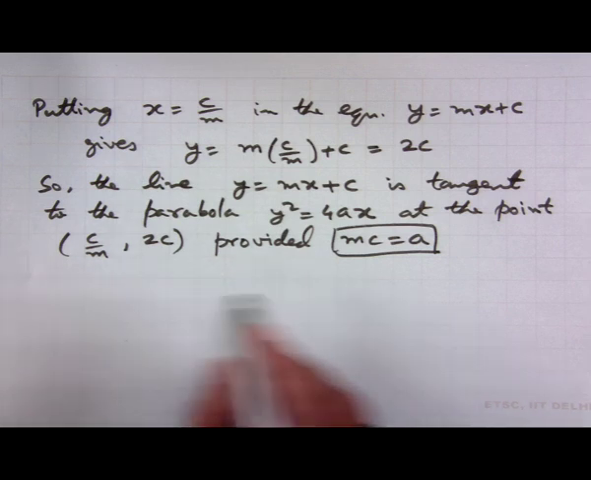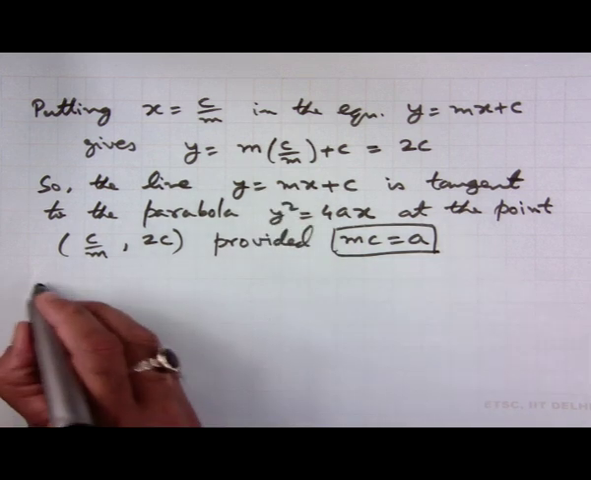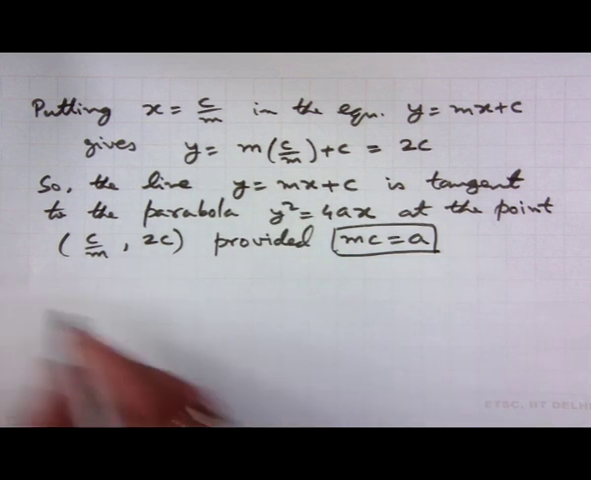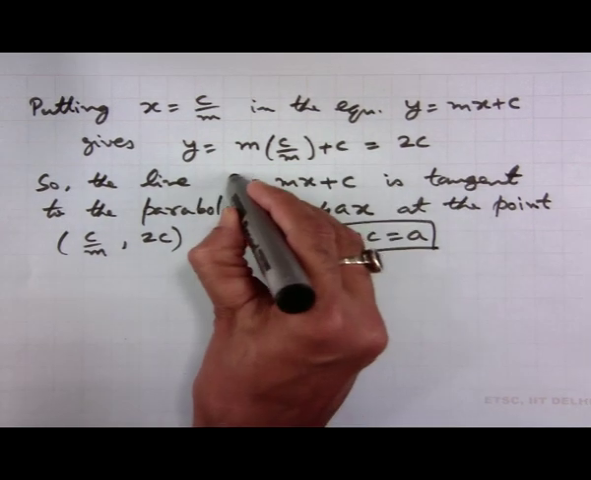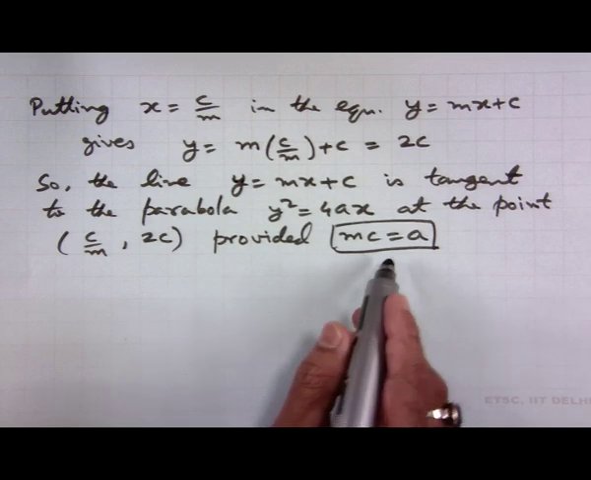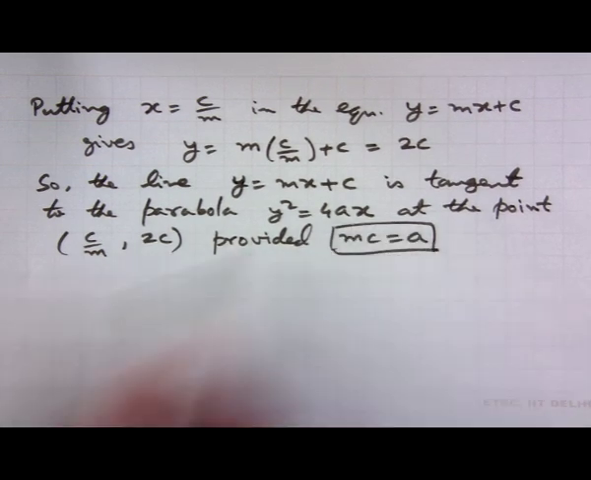So, the equation of the tangent line can be written as y equal to m x plus c, and m, c and a are related by the equation m c equal to a.